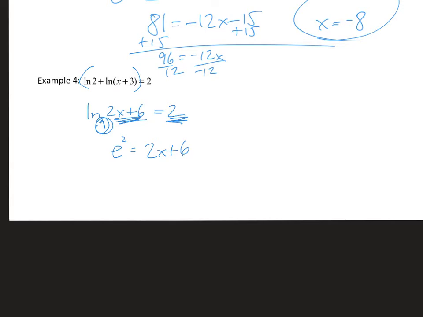And we're trying to solve for x. You know how to solve this equation. I'm going to subtract 6. So e squared minus 6 equals 2x. And then I'm going to divide everything by 2. And since we're not using any calculators, the whole answer with the e included is what x equals.